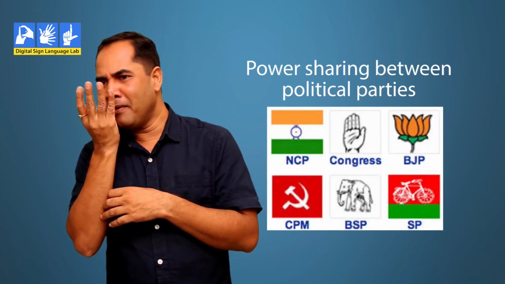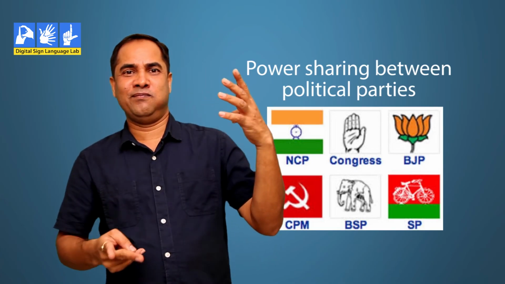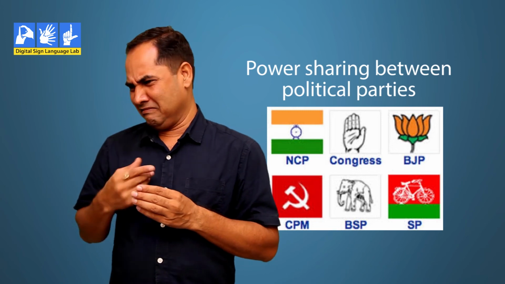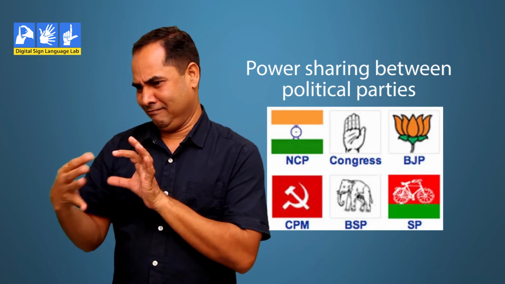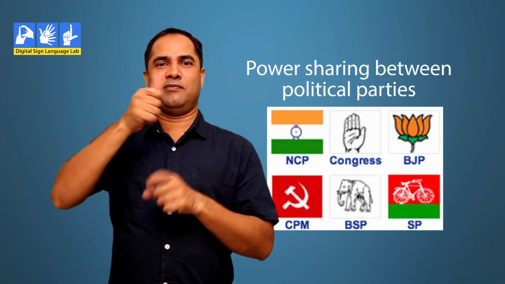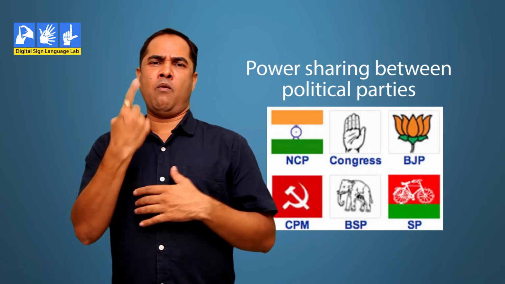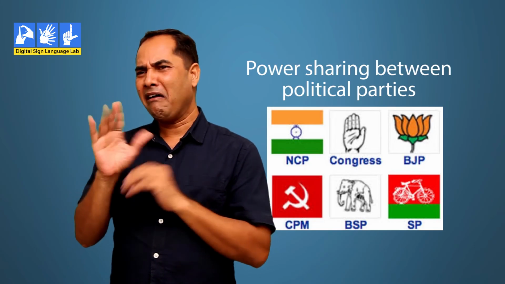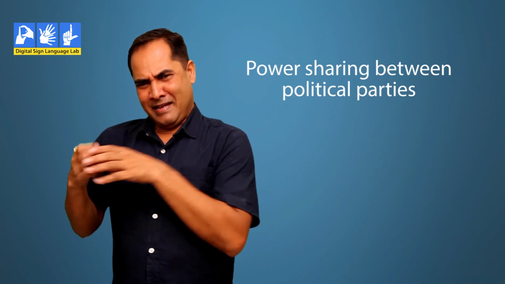There could be other ways of sharing power. For an example, political parties, Congress, BJP, and many other regional parties can share power to form coalition government in case they have less votes. For an example, if you have the majority of vote, you can make government independently. But if number of votes is less, you can form a coalition government, sharing your power with other parties.